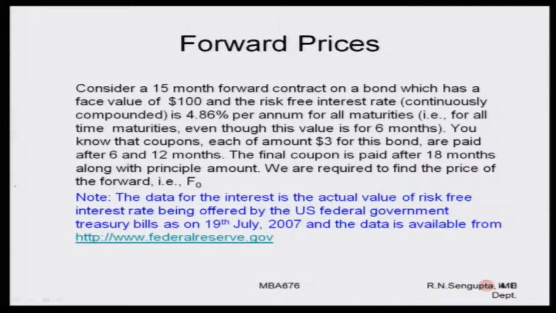Along with the principal amount, you are requested to find out the price of the forward. If you look at it carefully, $3 would be paid after 6 months, $3 would be paid after 12 months, and after 18 months you will be paid the $3 plus the principal amount which you have already paid. So, basically there are 3 different payments. In the first instant it is 3, second instant is 3, third instant is 3 plus the principal amount which you will be getting back based on the interest rate, whichever it is.